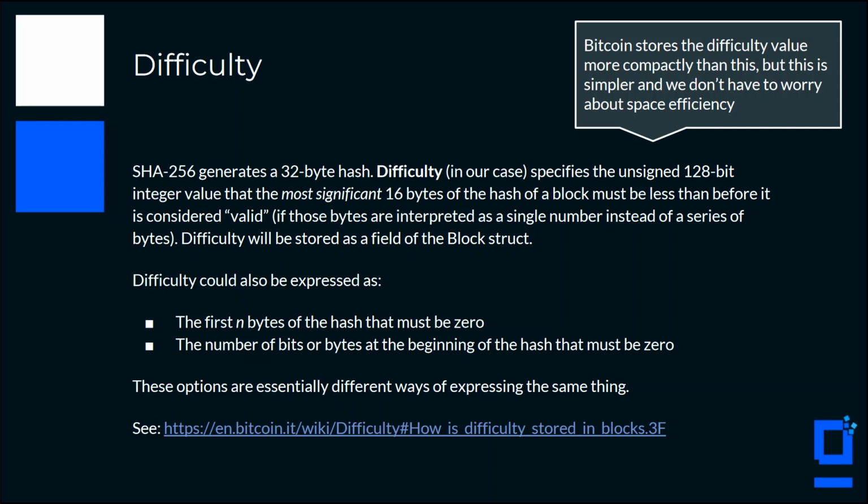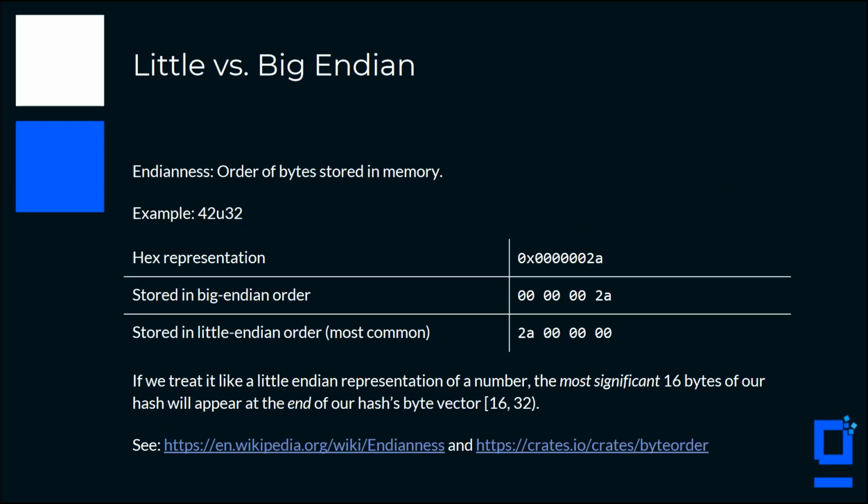So we'll have this number, we'll call it difficulty, and we'll compare it to the 16 most significant bytes of the hash of the block. We'll interpret those 16 bytes as a number, and compare it to the difficulty. Now, if the difficulty is greater than the 16 bytes of the hash, then we'll consider that a valid hash. There's a little more research you can do here if you so desire, but for now, let's go over to the code and implement it.